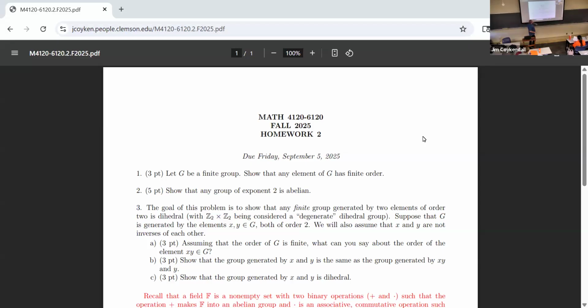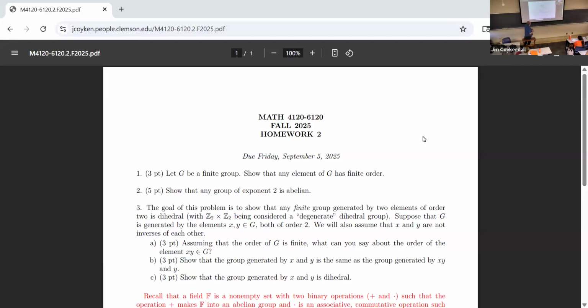Number two, show any group of exponent 2 is abelian. What does it mean to be exponent 2? Let me remind you what that means: every element in the group has order either 1 or 2. Any such group is automatically abelian. It's interesting to note that this problem is false if you substitute for 2 any number bigger than 2. There are groups of exponent 3, 4, etc., not abelian.